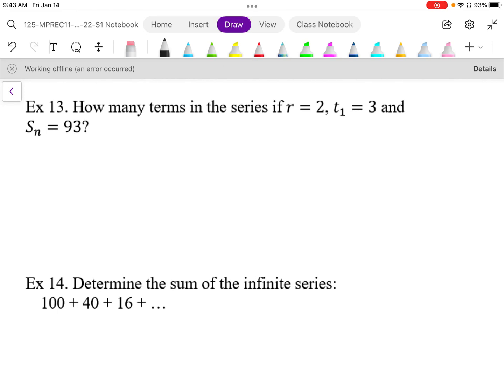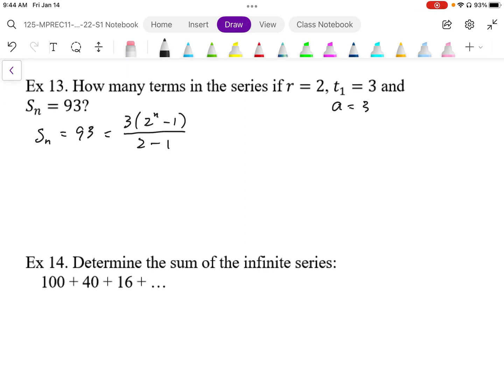So here we have the Sn value. We don't know the n value though. We've been given the start value, which is the same as a. And so I know that Sn is equal to 93. And putting into the formula, I'm going to end up with 3 times 2 to the power n, which we don't know, all over 2 minus 1. So once I've put it into the formula, the only variable that I have is my n value. So I can just solve for that.